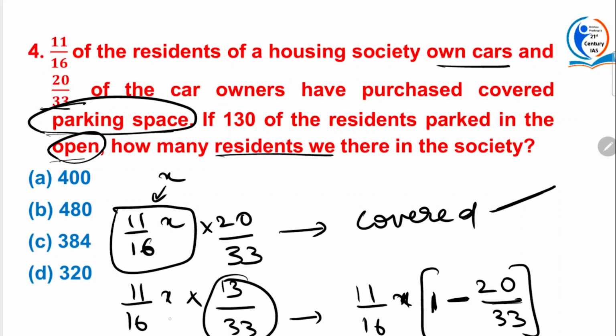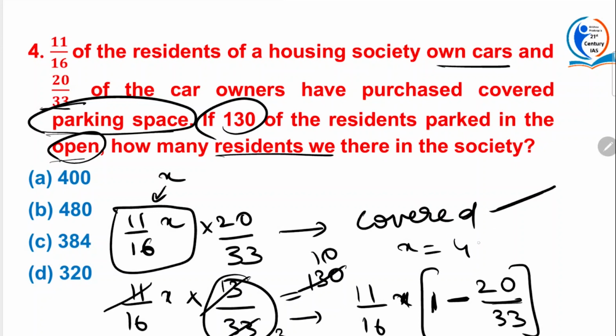Now, if you solve this equation, how much will you get? This is equal to 130. It is already given, no? So, 13 ones are, 13 tens are. Alright. 11 ones are, 11 threes are. So, x is equal to how much? 16 into 3 into 10. 16 threes are 48. 48 into 10 is 480. So, 480 is the answer.